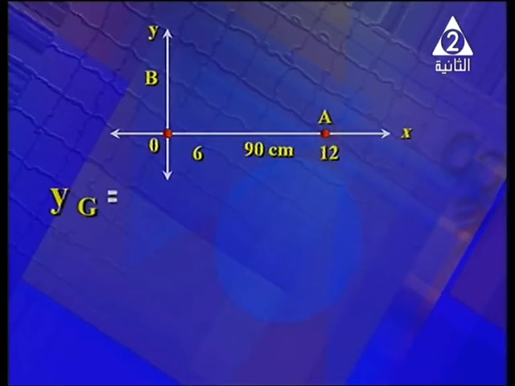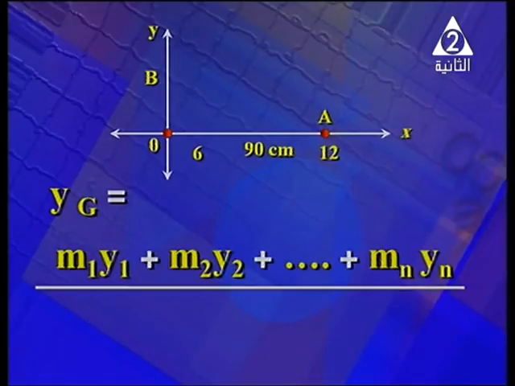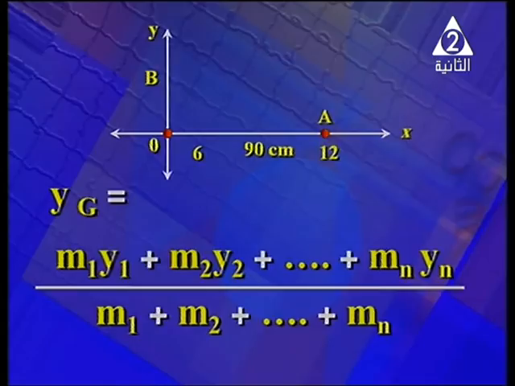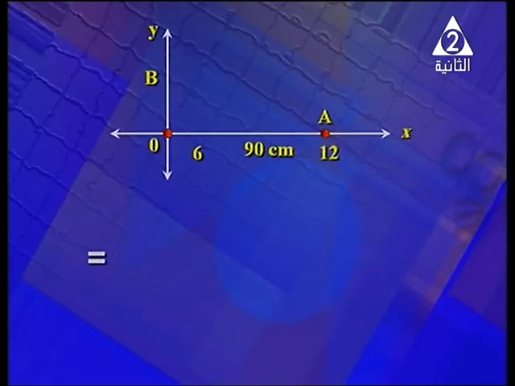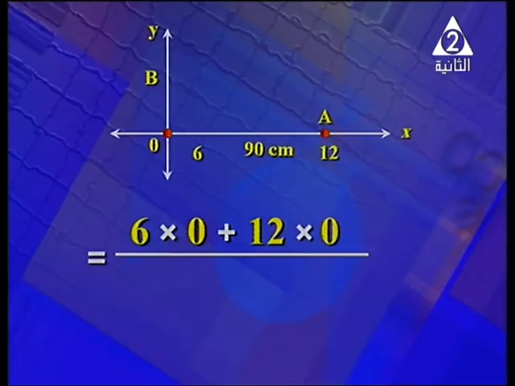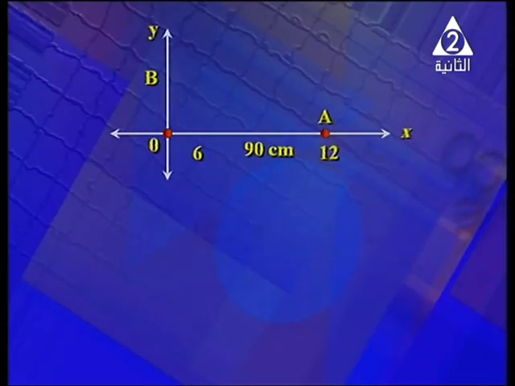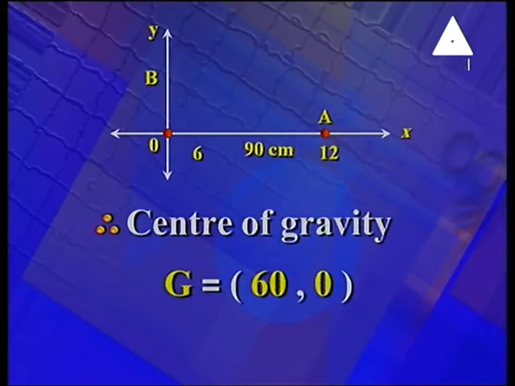What is the yg? yg equals m1y1 plus m2y2 up to mnyn over the sum of the masses, m1 plus m2 up to mn. By using substitution, we find yg equals 6 times 0 plus 12 times 0 over 18 equals 0. Then we have the center of gravity. It is represented by capital letter G equals 60 and 0.